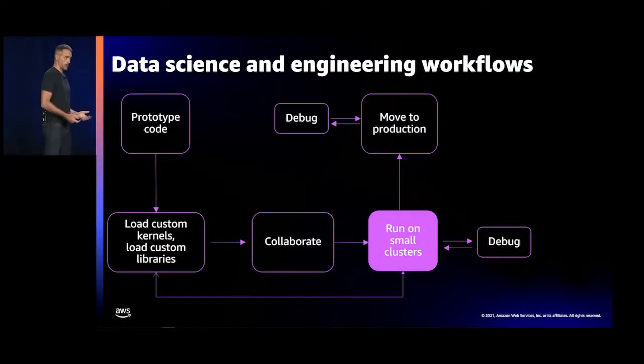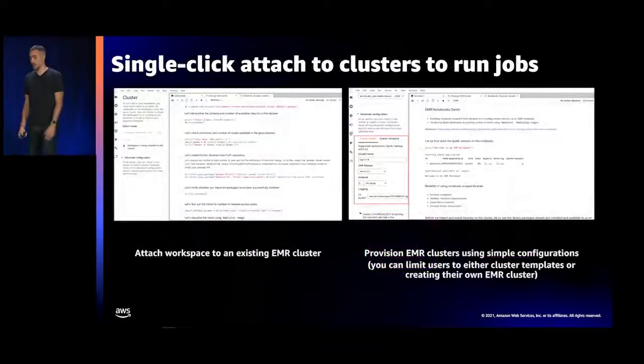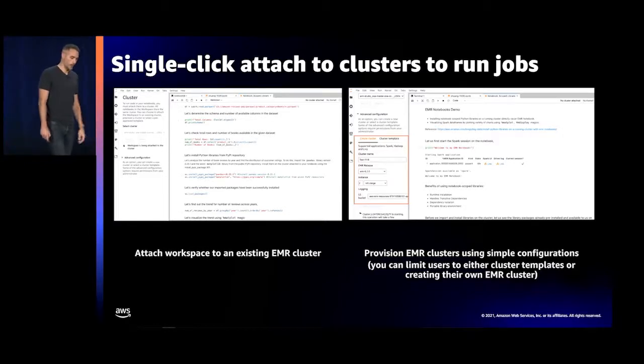Of course, you need to test your code. So you need to connect to some clusters. That's also very easy to do with EMR Studio. You have 4 different options here. First option is just to connect to a running cluster in your account. So you have this list available on the left side. You select the cluster and you attach your workspace to this cluster. Second option is to create a new cluster with a very simple configuration, like number of instances, EMR version, instance type.